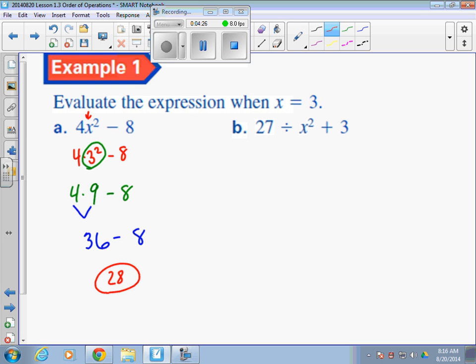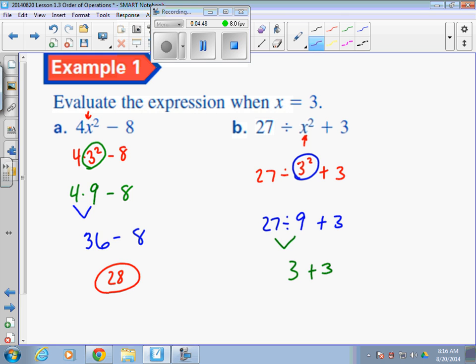The other one says 27 divided by x squared plus 3. Again, x squared is 3 squared. So you have 27 divided by that plus 3. Do the exponents next. 3 squared means 9. So 27 divided by 9 plus 3. Do the division step next. 27 divided by 9 is 3, plus 3. And finish up with the addition, 3 plus 3, in order to get 6.